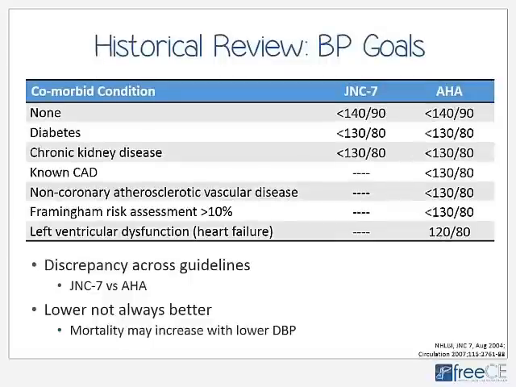So before we talk about what's new, let's review where we were with hypertension before these guidelines. So JNC-7 was our most recently released guideline that addressed different blood pressure goals in patients who had high blood pressure. We also had the American Heart Association that released blood pressure goals for different comorbidities. And you can see in this chart here, there is some discrepancy across guidelines. Primarily, JNC-7 didn't address some of the comorbidities that the American Heart Association did.